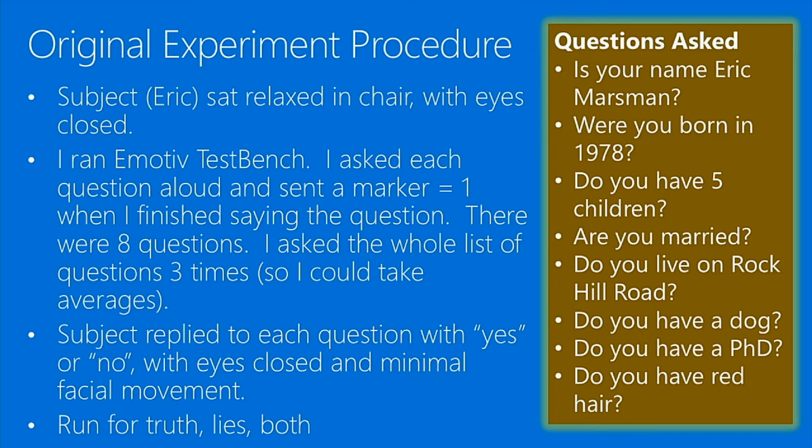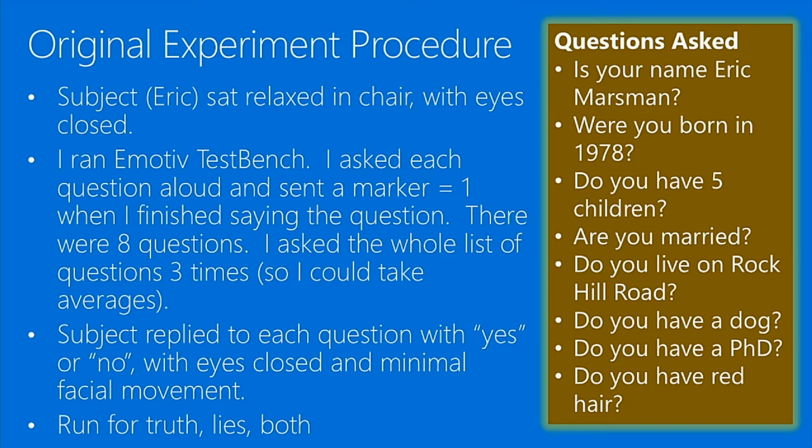And then I asked the list of questions multiple times. EEG is very, very noisy data. And so the recommendation was to run trials multiple times and take averages. So that's what I did. So then I had him reply to each question with a yes or no. I tried to make them all very clear-cut yes or no questions. I did have him close his eyes to minimize that facial movement so that I wouldn't get extra noise in the data there. And then I did it once for truth and had him answer all of these things truthfully. And then I did it once for lies and had him lie to all of these questions as well. So then I had those labeled data sets.